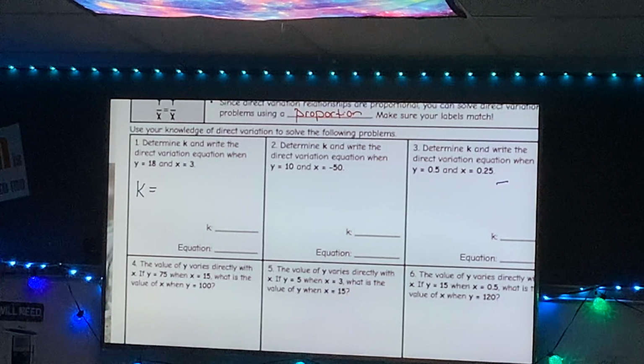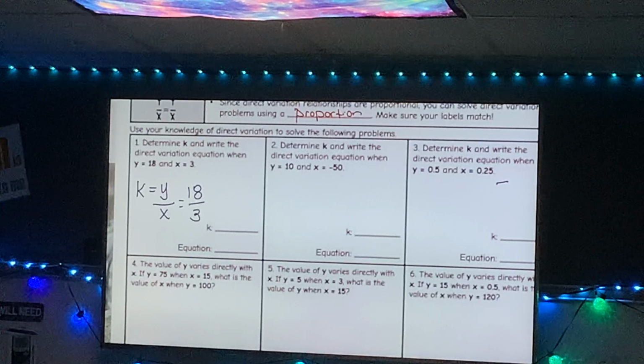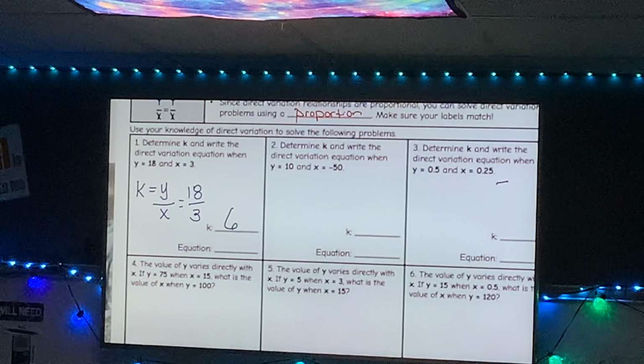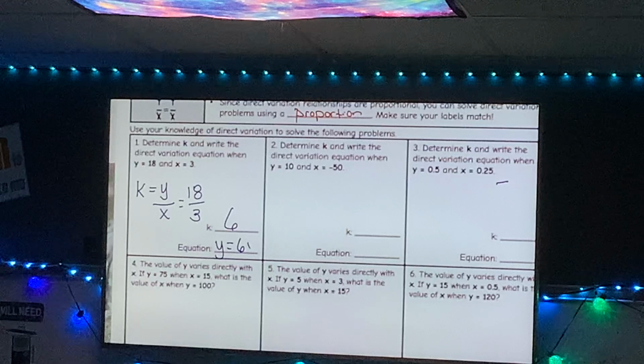K is your Y over X. And it says Y is 18 and X is 3. What is 18 divided by 3? 6. Perfect. So your equation is Y equals 6X.